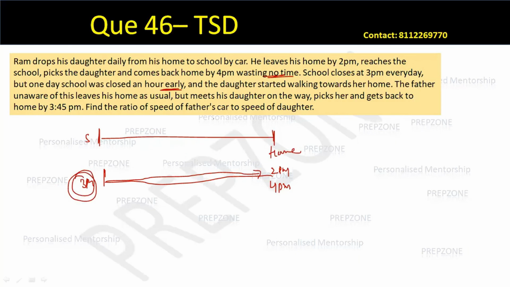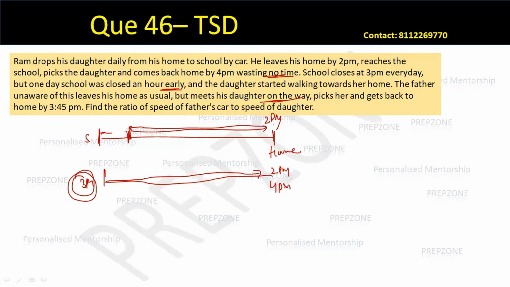So he starts moving. Father will actually leave the home by 2 p.m. Father will actually travel. But meanwhile it is given that his daughter has also started traveling, right? So let's say his daughter has actually traveled for some distance. Let's say she walked up to here. So now what will happen is father will go from here. He will meet his daughter. He will pick his daughter and then he will come back.